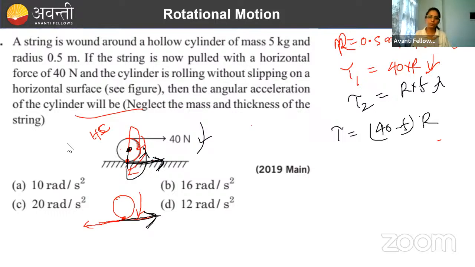Done. So this is the net torque. Now net torque can be equated to moment of inertia into alpha. That we can write here, right? Friction we don't know. Now let's write the equation for translation also because rolling is the sum of both.